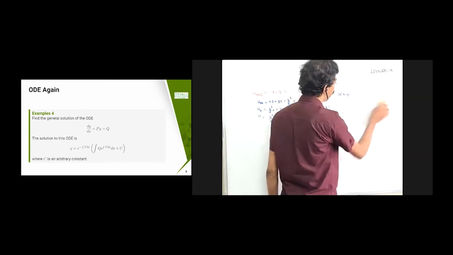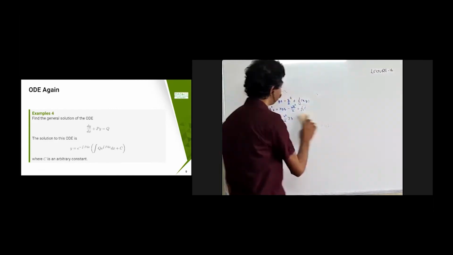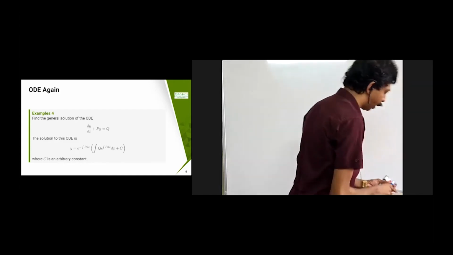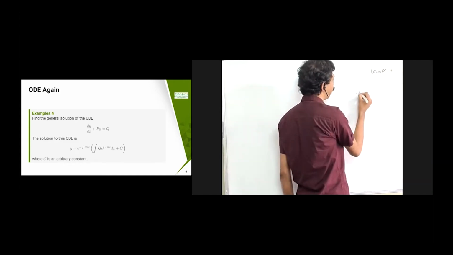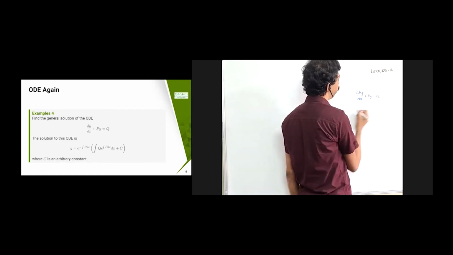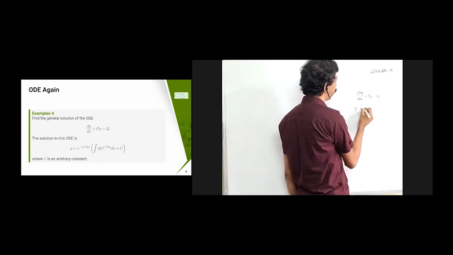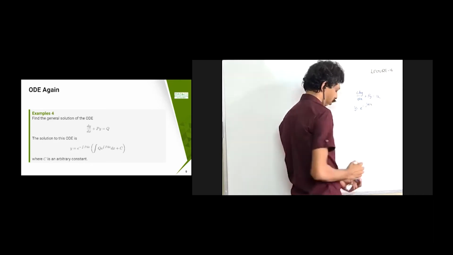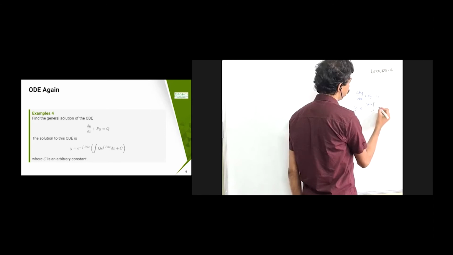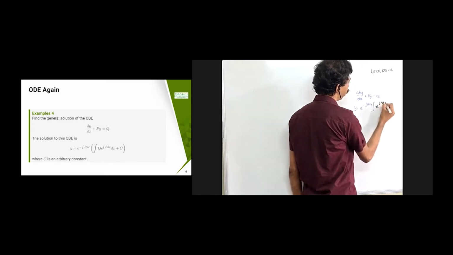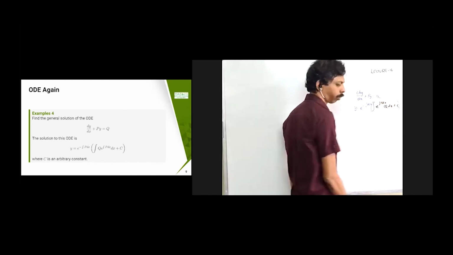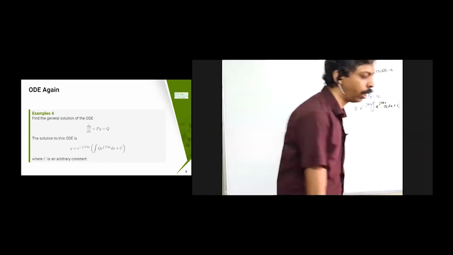So this is the problem I have: dy by dx plus py equal to q. Then we know how to solve this problem. So y equal to e power minus integral p dx, times the integral of e power integral p dx into q into dx, plus some constant is going to come. This is what we have seen.